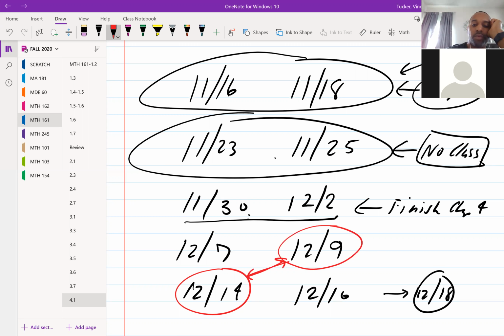So between these 2 days, and then the rest of the time will be for you to get caught up on your MyMathLab work. And we have until the 18th, as far as SIS is concerned, to get your work completed.